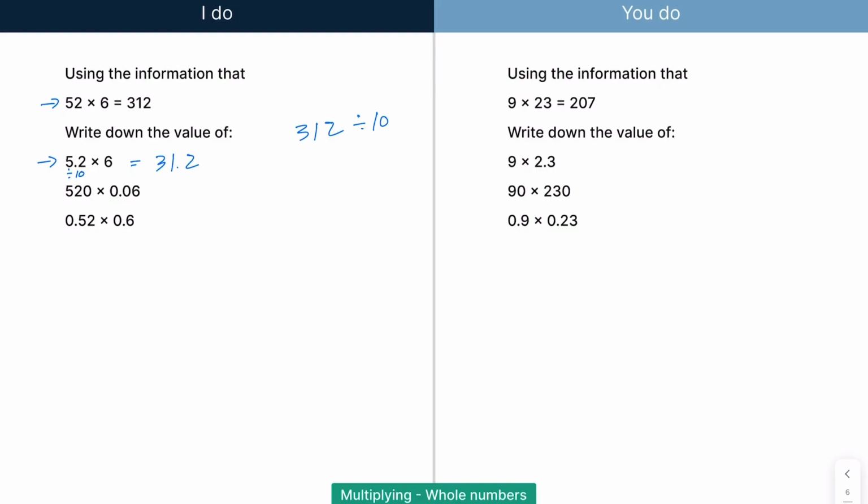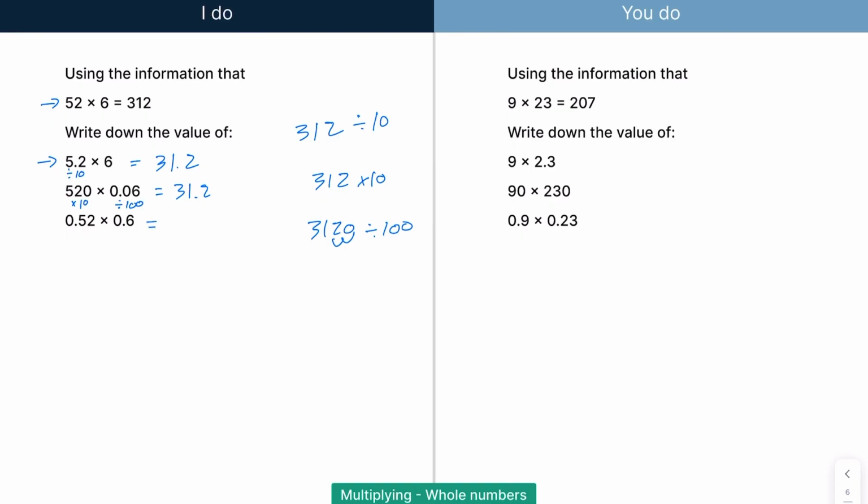Okay, now looking at the next one, I can see that with this, we have multiplied by 10 the 52, and if I compare this to this, I can see it's been divided by 100. So I do the exact same thing. I look at the original answer, which was 312. I'm going to times it by 10, which gives me 3120, and then I'm going to divide it by 100. So I'm just going to hop the decimal 2 to the left. So the answer here becomes 31.2.